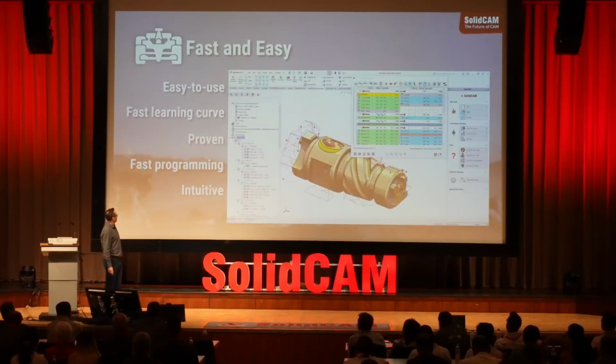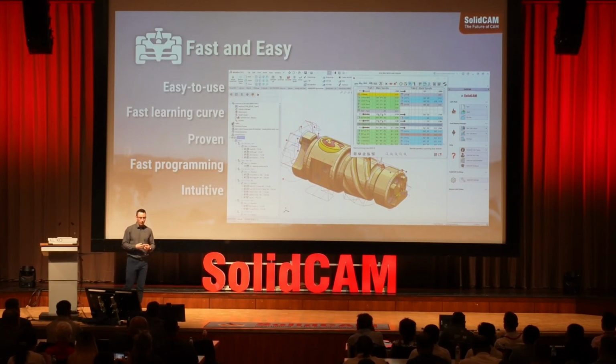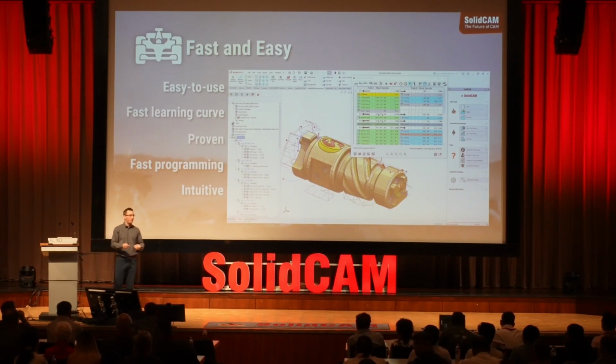Fast learning curve, proven, intuitive. In Swiss type, especially in Mill-turn, you need to have tools that make things work fast for you. You need to very easily change the tool layout. You need to program very fast and generate G-code. It must be very fast. You need to generate the toolpath very quickly.